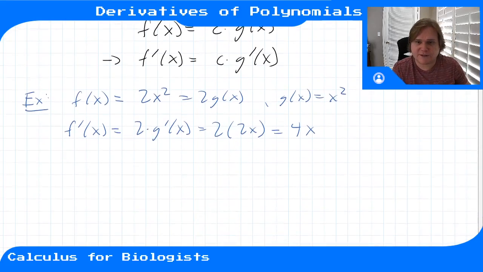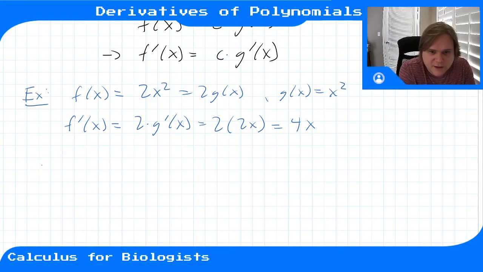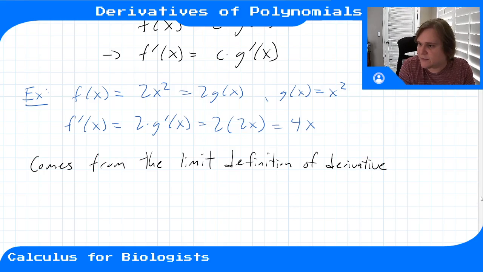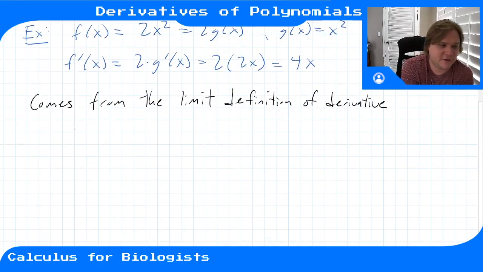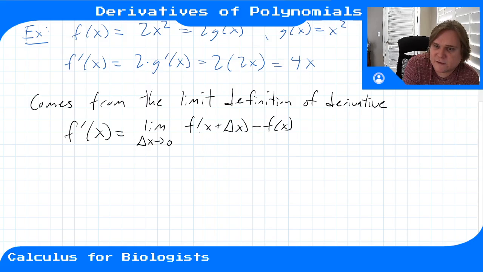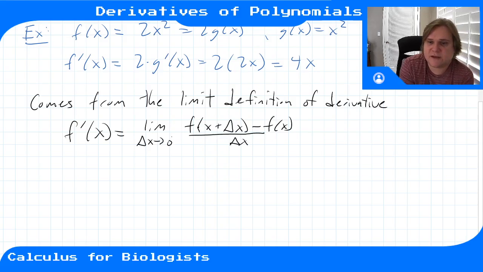Okay? And where does the constant rule come from? It comes from the limit definition. Right? So if we were to write out the limit definition of our derivative, we'd see that the constant product rule just pops out of the limit pretty naturally. Okay, so if we took f prime of x equals the limit as delta x goes to 0 of f of x plus delta x minus f of x, divided by delta x, the limit of the average rate of change of f.